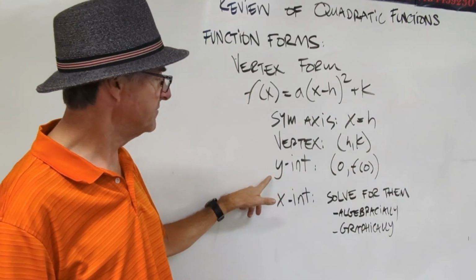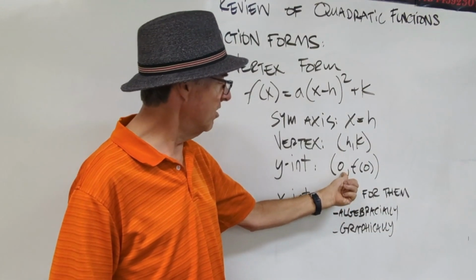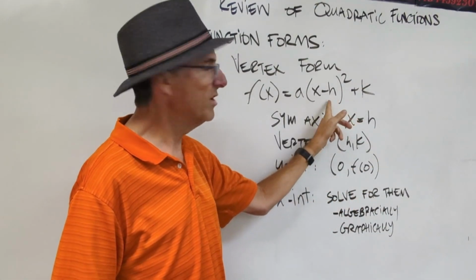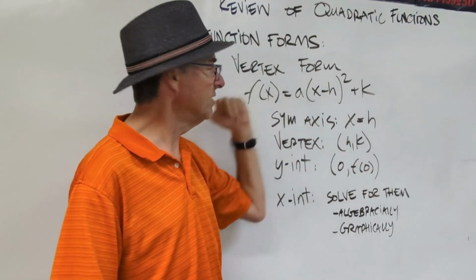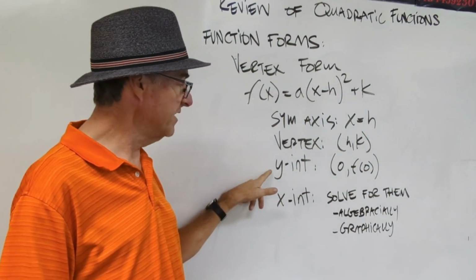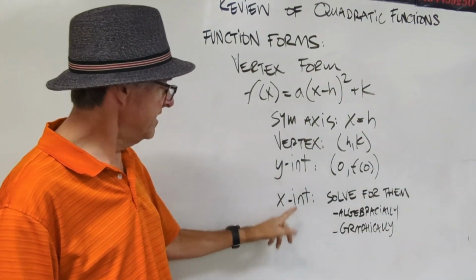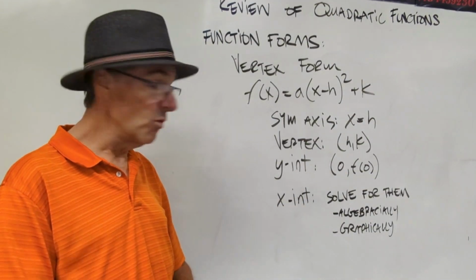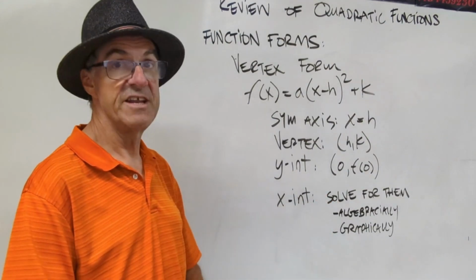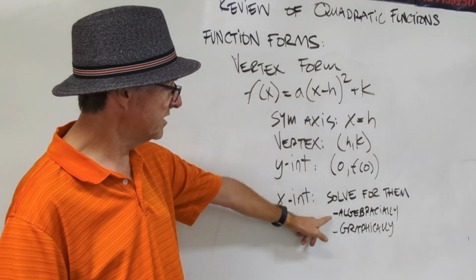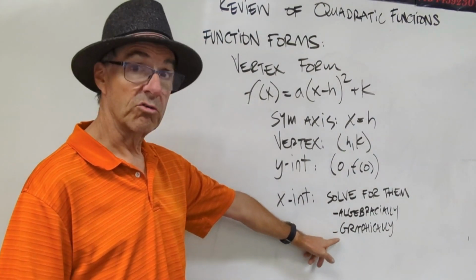The y-intercept is going to be the coordinate point 0, and then you take the 0 and you put it in the function, and that will spit out the y-coordinate of the y-intercept. So you get that way. The x-intercept, same as before, we need to solve for finding them. Now we have two things we can do. We can do it algebraically or graphically.